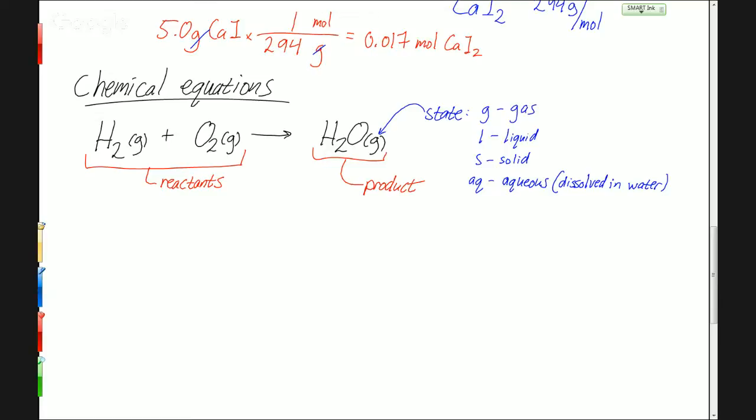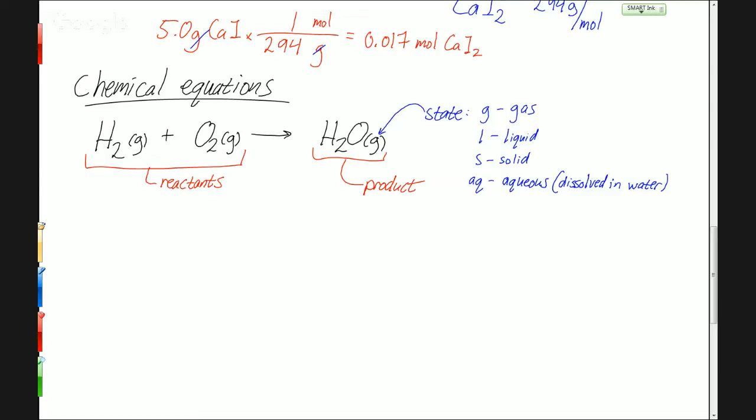So if you see something like NaCl (aq), that means it's not solid salt, it's salt water, salt that's been dissolved in water. And we'll see some of those. All right, so that's all the different parts of a chemical equation. You've got your reactants on one side of the arrow, the product on the other side, you've got molecular formulas, and then you've got your state.